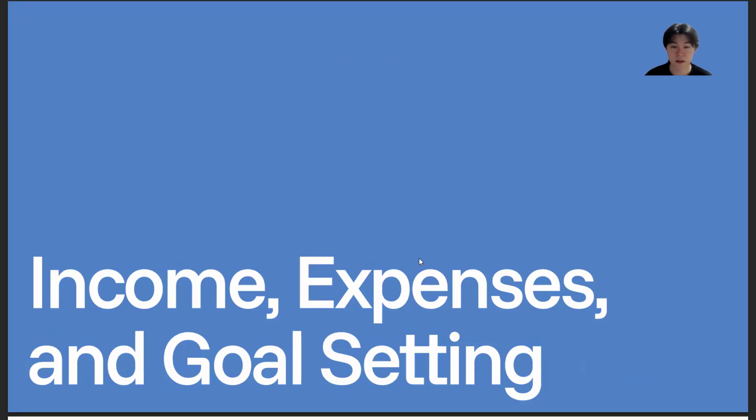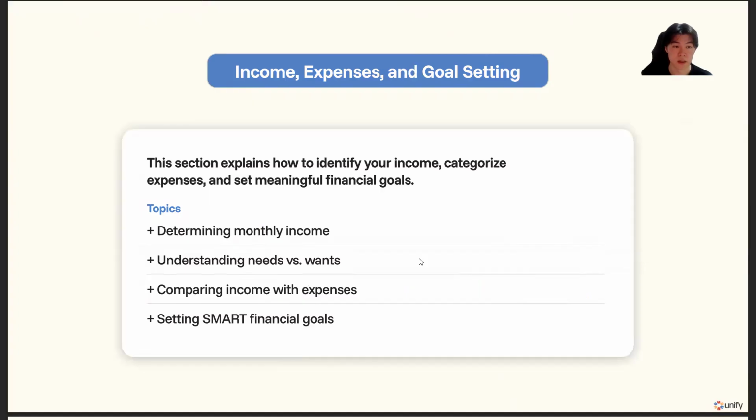Now, let's get into income, expenses, and goal setting. So, basically, this section explains how to identify your income, categorize expenses, and set meaningful financial goals. Some topics we'll be going over would be determining your monthly income, understanding needs versus wants, comparing income with expenses, and setting SMART financial goals.